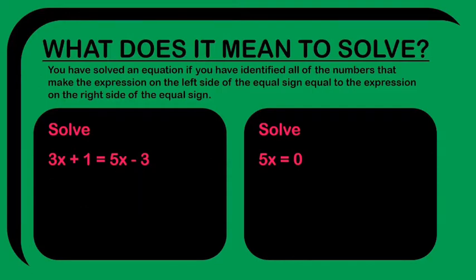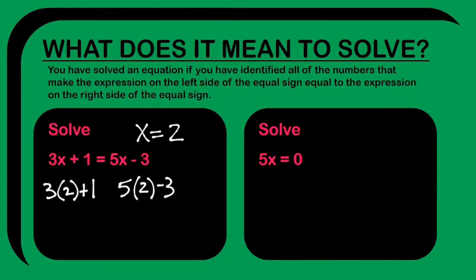It turns out that the solution to this equation is x equals 2. And the reason that that's the solution is if we take 3 times our solution plus 1 and 5 times our solution minus 3, we'll get 6 plus 1 is 7, and 10 minus 3 is 7. So the left side of our equation is equal to the right side of our equation. That's why 2 is the solution.